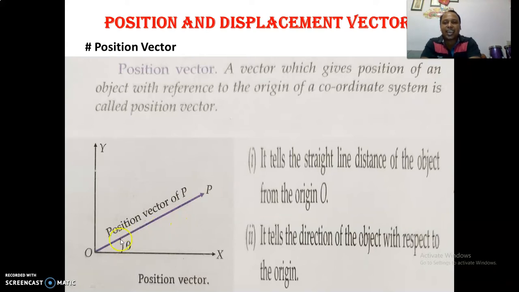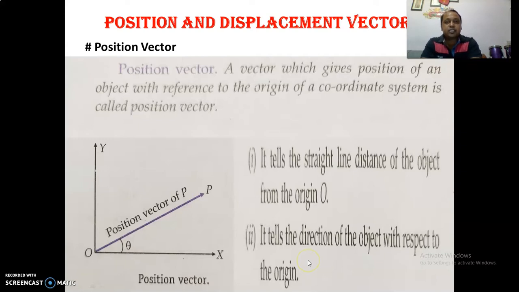You can see here the angle is theta, so we can say that the object P is placed at an angle theta with the x-axis. So the position vector gives the direction of the object with respect to the origin. I hope this is clear to you.